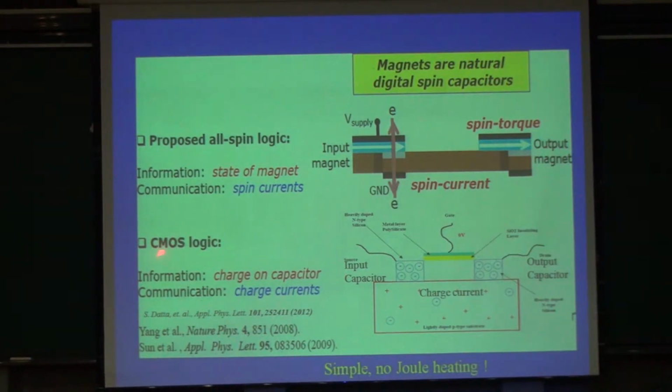Conventional CMOS logic uses the charge on the capacitor to do the MOS. Right now we use the charge current to transfer, and in the new approach we use pure spin current to transfer, and they use the state of the magnet as information. So you can propose all-spin logic, and quite a lot of groups are working on this right now. If this can be realized, then we can replace the CMOS. That's a big issue, and because the spin current doesn't cost energy, it's very energy conserving.